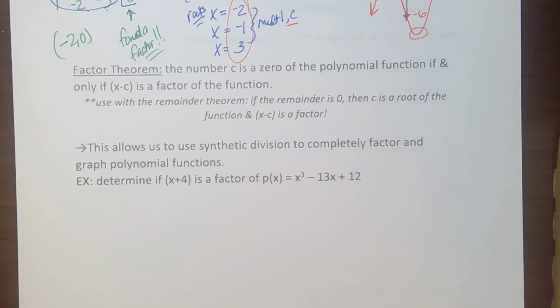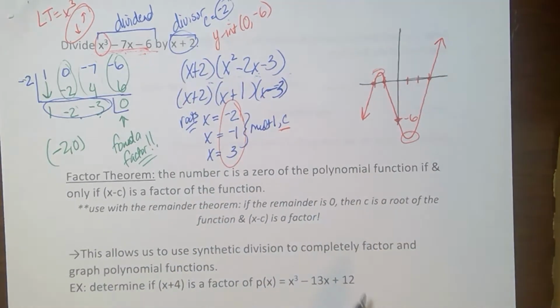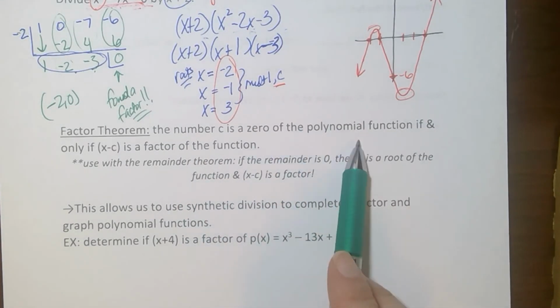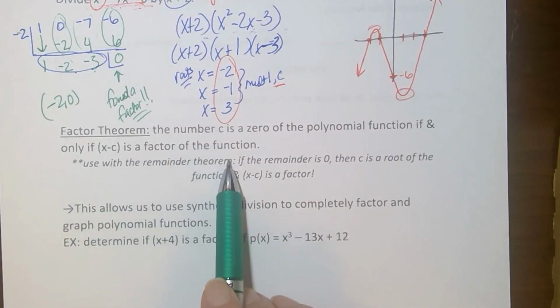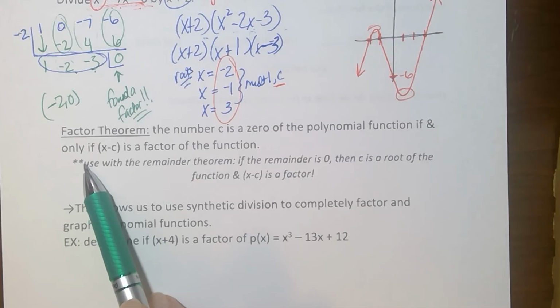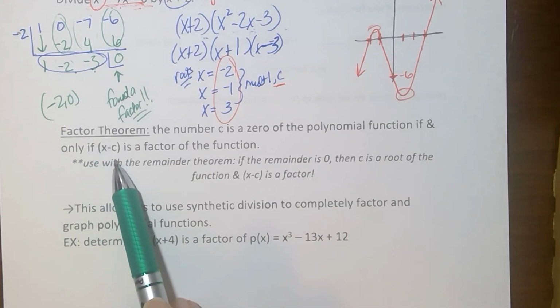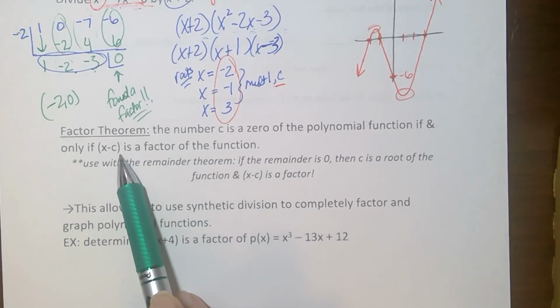Factor theorem: the number c, that value, for example here my value c was -2 in this last problem. That number c is a zero of the polynomial function if and only if x minus c is a factor of the function. When I see mathematically that if and only if, it means it works both ways. So if x minus c is a factor, then c is a zero. If c is a zero, then x minus c is a factor.